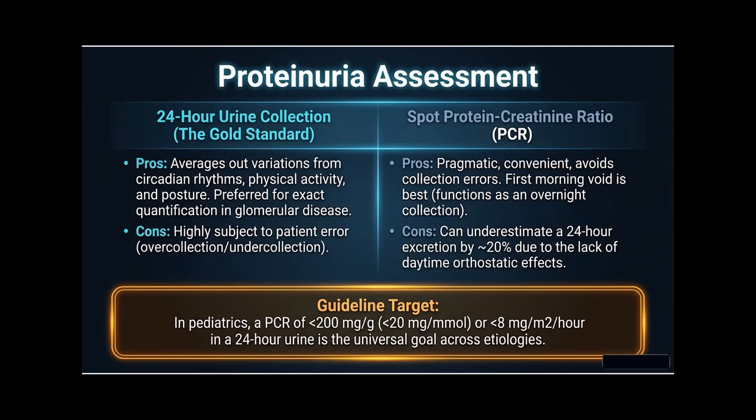Versus a spot creatinine ratio, which is very easy, very practical, convenient, and avoids collection errors. A first morning void urine is asked for. The problem is it underestimates the 24-hour expression. The guideline target in pediatrics is a protein creatinine ratio of less than 200 milligrams, or less than 8 milligrams per hour in a 24-hour urine, which is the universal goal across etiology. You must target to bring the proteinuria to that level.